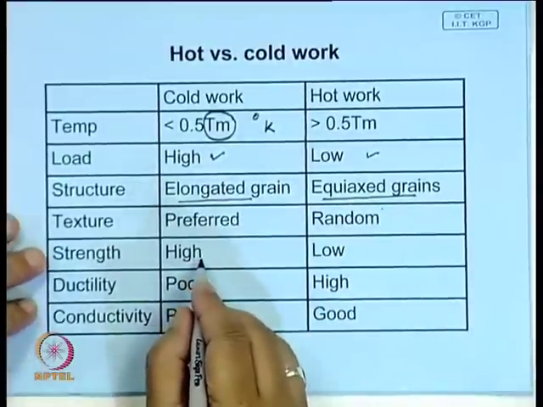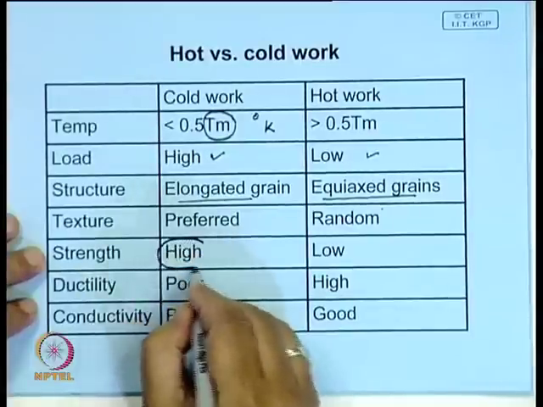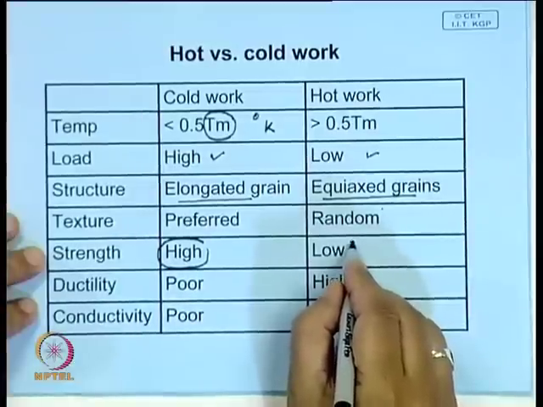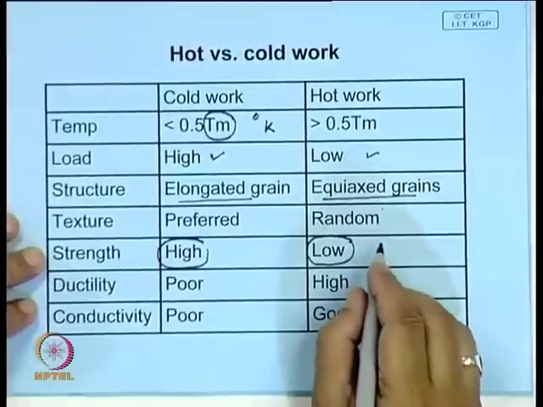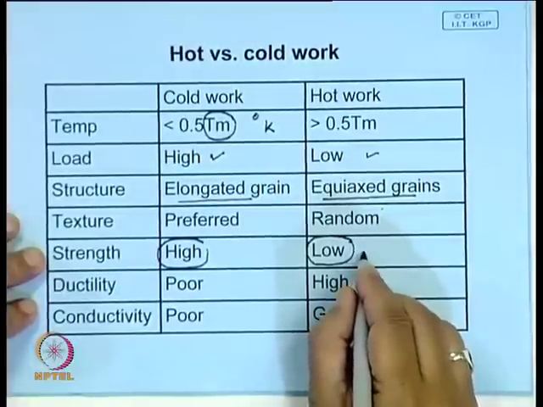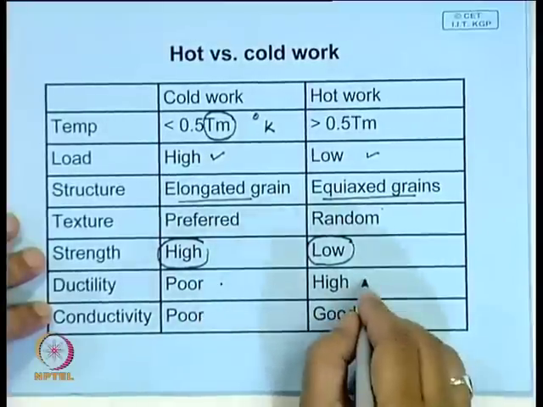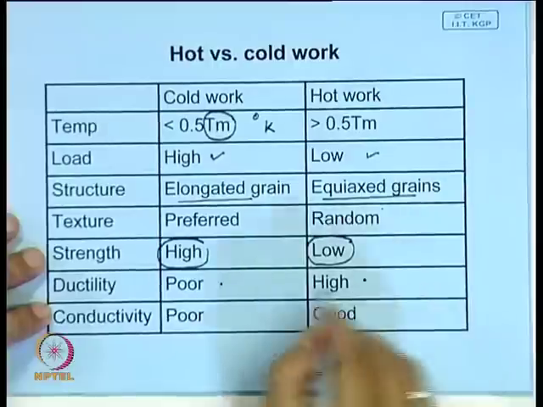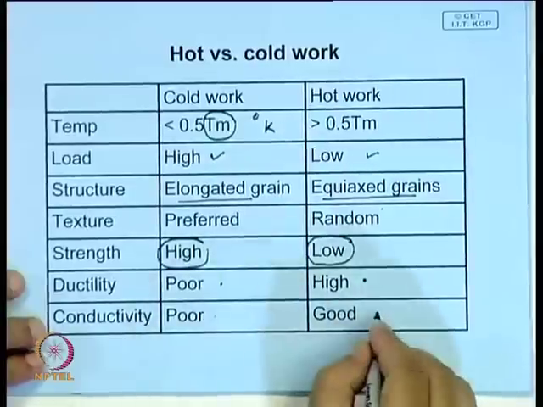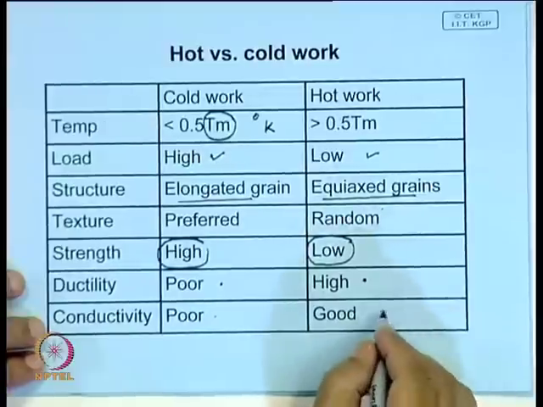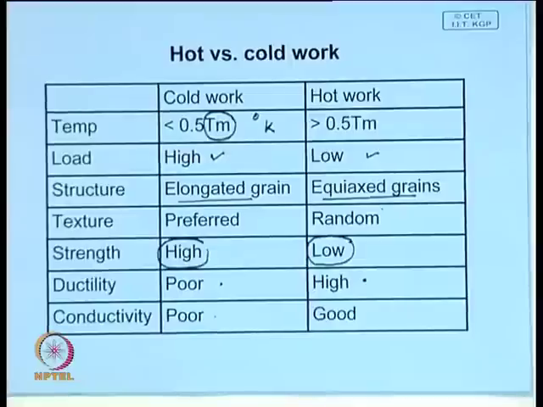Now, the strength of the cold work material, because it hardens, will be higher, whereas the strength of hot work material will be relatively low. It will be something similar to a normalized or annealed structure of the metal. Ductility in a cold work material will be poor, while ductility of a hot work material will be high. Other physical properties also will change; conductivity will be poor in cold working. In hot working, the conductivity will be good. Likewise, there will be several other physical properties that also will change.